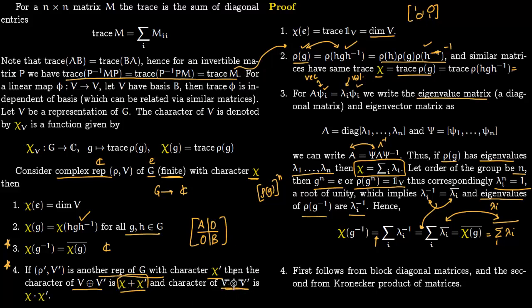Now V tensor V prime gives the product of characters, but this is again just computational. If you expand it out, you can see this is nothing but the Kronecker product. You can look it up on Wikipedia, where you will get nice examples of finding the Kronecker product of two matrices, and then if you see the diagonal elements, that is just going to be the product of the characters. So the first part follows from the block diagonal, and the second part, the product, follows from the Kronecker product of the matrices.